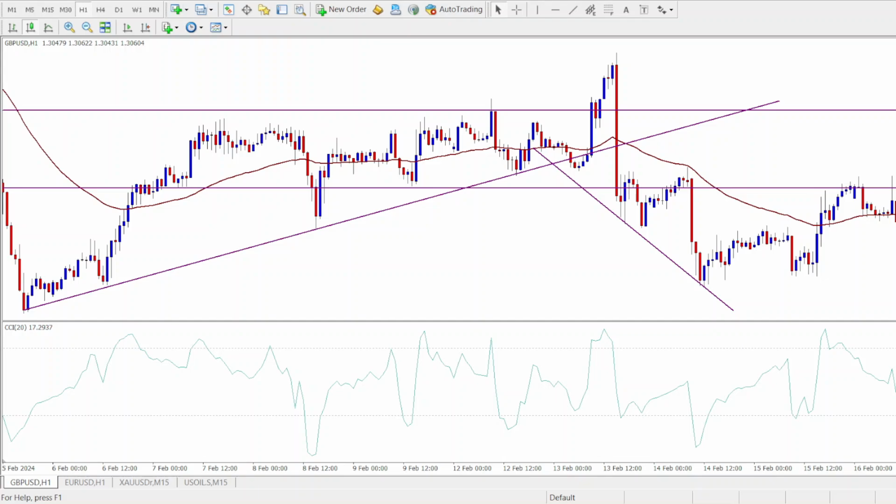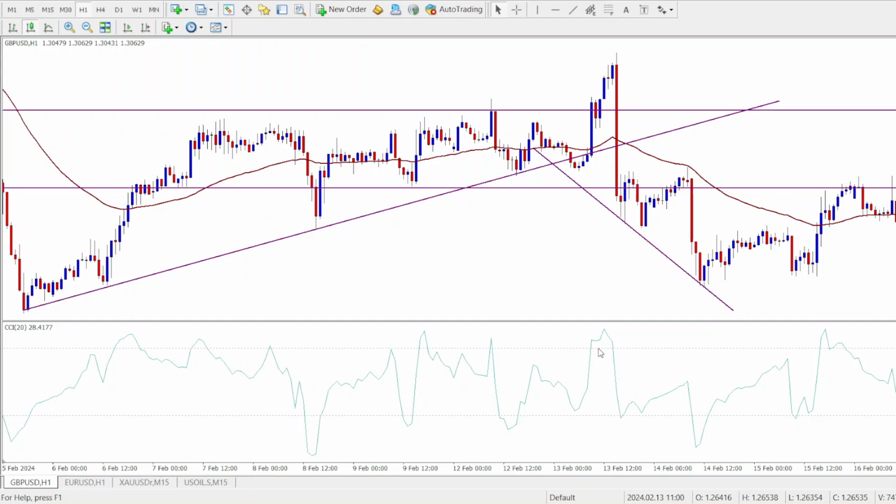And then try to avoid overtrading. Only take trades where the CCI aligns with strong price action or trend confirmation. Avoid entering trades solely based on CCI crossing levels, because no indicator is foolproof, okay? So try as much as possible to get confirmations and try to avoid overtrading.